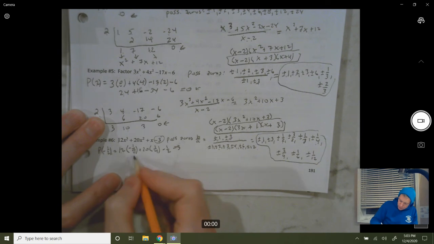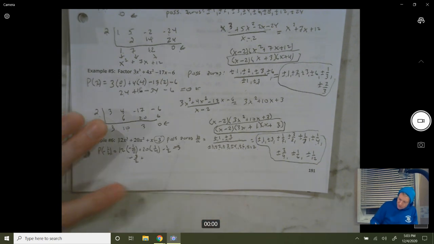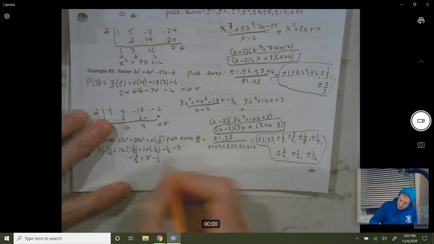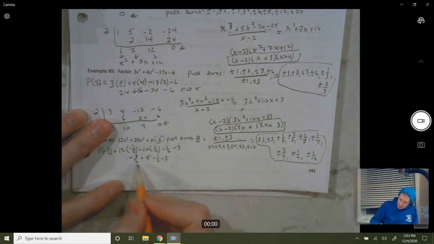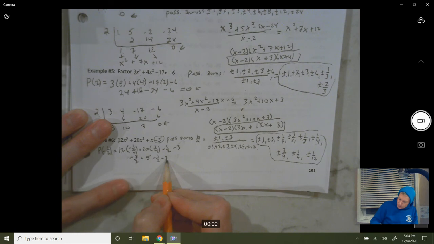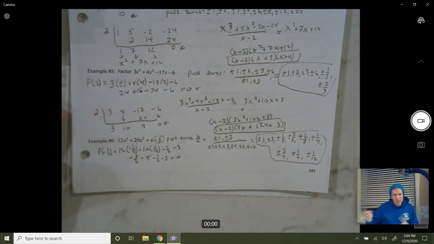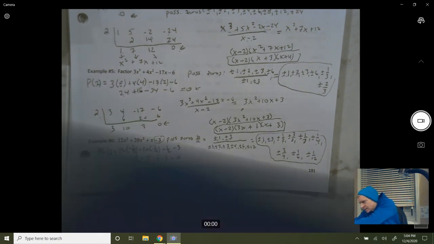3 fourths and 2 fourths. Plus 20 over 4, or 10 over 2, oh, that's 5. Minus 1 half. And then minus 3. So negative 3 halves minus 1 half is minus 2. Minus 2 minus 3 gives us minus 5 plus 5, so we get 0. Okay, so this is tricky. Let me just grab another sheet of paper.